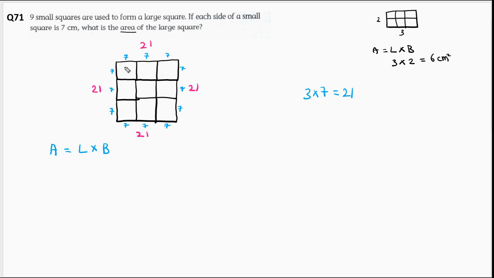So what are we going to multiply to get the area? Well, that is going to be 21 times 21. And if we do that, that is going to give us 441 centimeters squared. It's telling us that those are all those little squares. So let's just go back. That's the final answer, and if you're happy with that, you can stop watching. What I'm just going to do is show how this works.